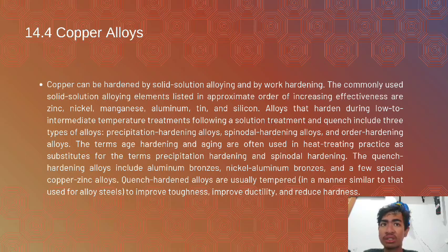There are two general types of heat treatment used to harden copper alloys. The first is softening by high temperature quenching and hardening by low temperature precipitation heat treatment. The second is hardening by quenching from high temperatures through a martensitic type reaction.